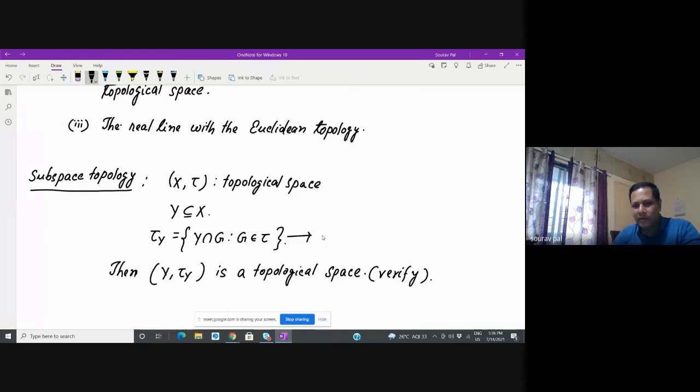This is what is called the subspace topology on Y, induced by the original topological space (X, tau).